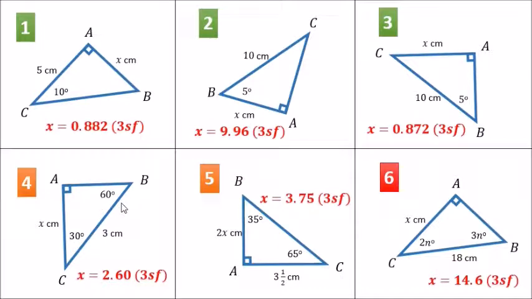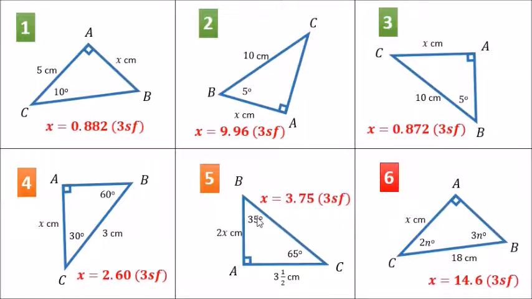Question 4, we could use either the 30 or the 60, it doesn't matter, as long as we get the side here correct. If we use the 60, then we're using sine 60 is x over 3. If we use the 30, we're using cos 30 is x over 3. Either way, we should get the same answer of 2.60 to three significant figures.